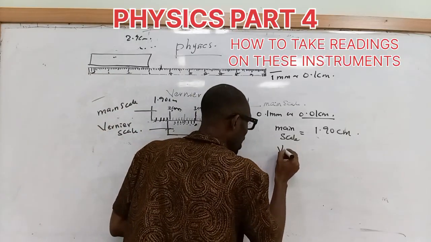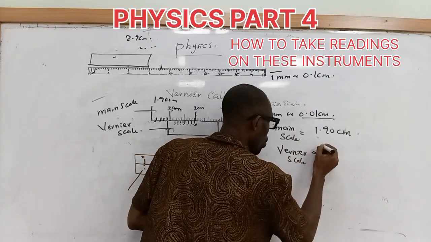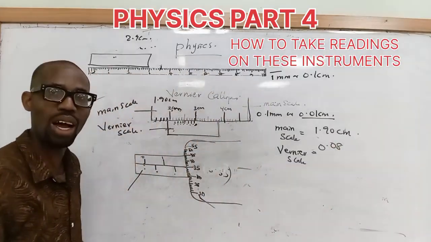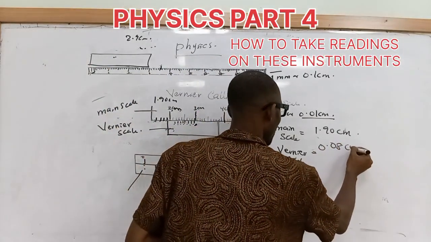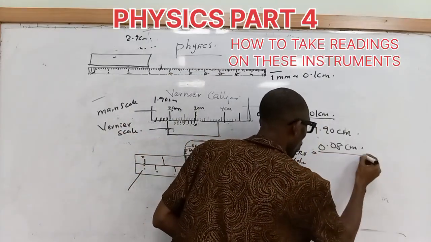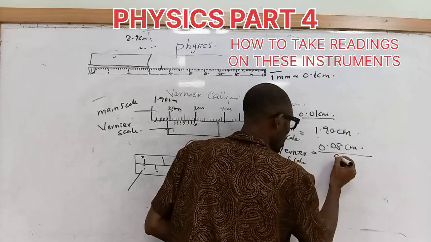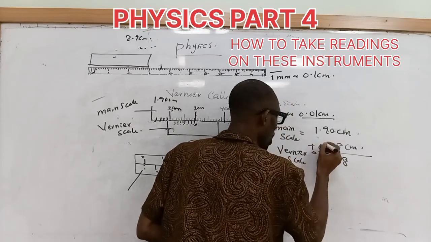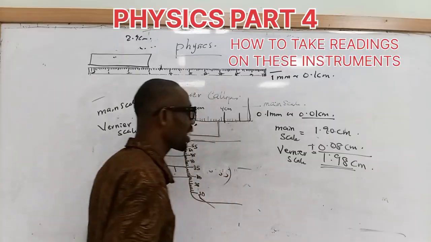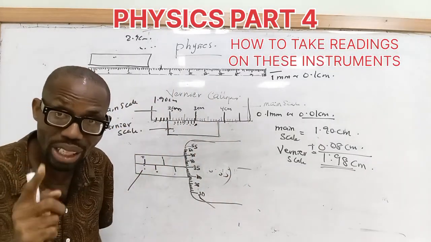So you come with the vernier scale. Vernier scale will be equal to 0.08. Do you see it now? Centimeter, because it's a centimeter. We told you the smallest division is 0.01 centimeter. So let's go. What do we do? 0 plus 8, 8. 9 plus 0, 9. 1 plus 0, 1. Your answer is 1.98 centimeter. That's the reading on this vernier scale. Do you understand it now?